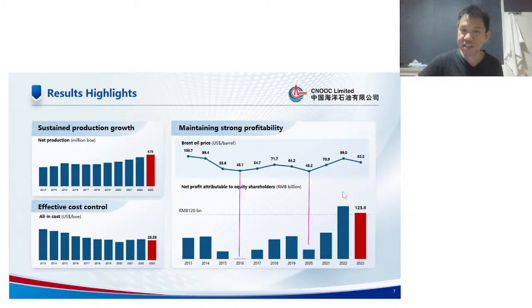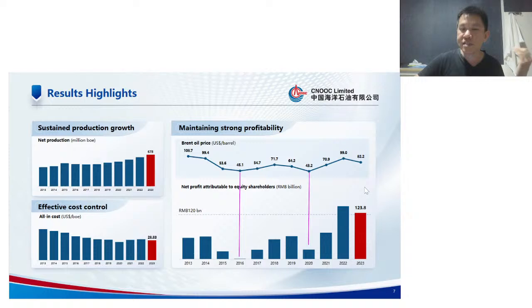So in 2023, last year, prices started to come down a bit, because most banks raised interest rates to push down inflation, to slow down economic activity. So globally, demand for oil started to taper down a bit, and their earnings also came down a bit.